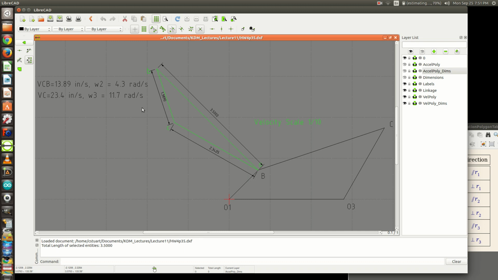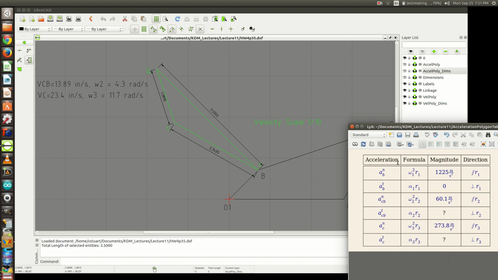At this point, we can draw our acceleration polygon. Remember, the acceleration polygon should always be done in the following order, and some of these are already filled out. In this case, we have a 4-bar link, so we will start with the normal acceleration of point B, then the tangential acceleration of point B, the normal acceleration of C with respect to B, the tangential acceleration of C with respect to B, the normal acceleration of C, and the tangential acceleration of C.